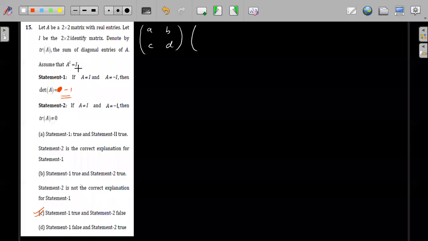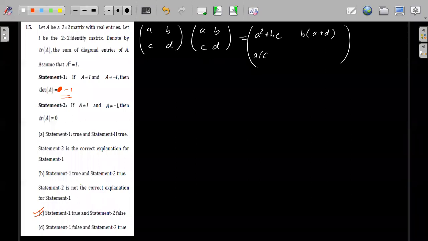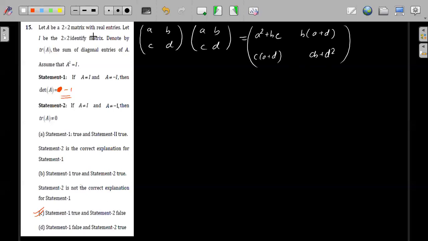And they have given that A square is equal to I. So a, b, c, and d we can take, right? So you'll have a square plus bc. Then you will have ab plus bd, so b into a plus d. Next is ca plus dc, so c into a plus d, and here you have cb plus d square. Now they have given this is equal to I, the identity.